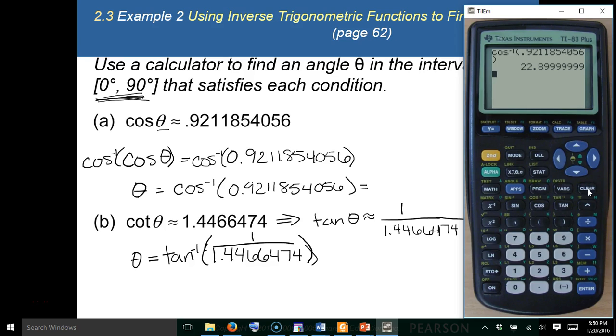All right, let's look at the cotangent one. Remember, we're going to put in our calculator tangent inverse of 1 over our value. Again, hit second, and now go to tangent. That gives you tangent inverse. 1 over 1.4466474. Close the parentheses, hit enter, and there you go. Our solution is 34.65 degrees. Let's look at some more.